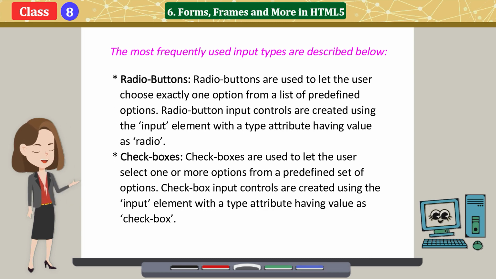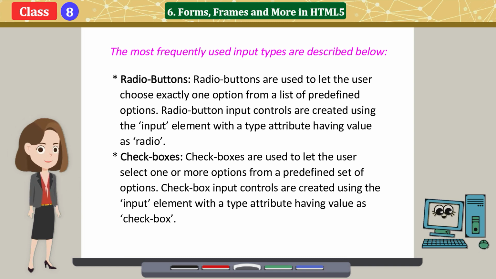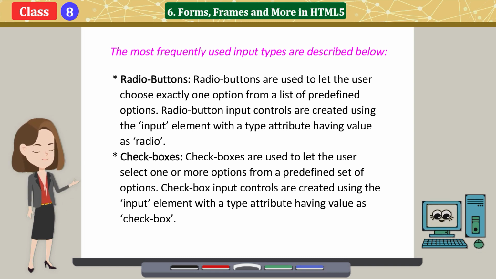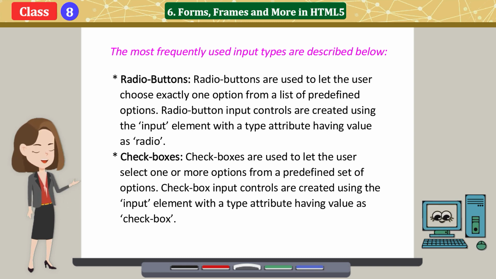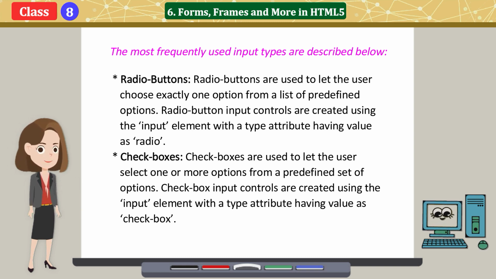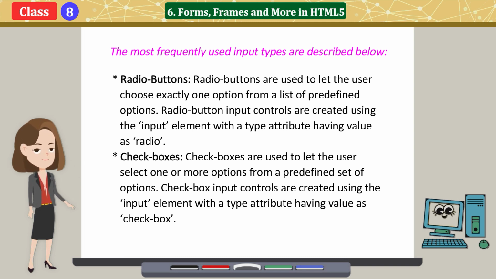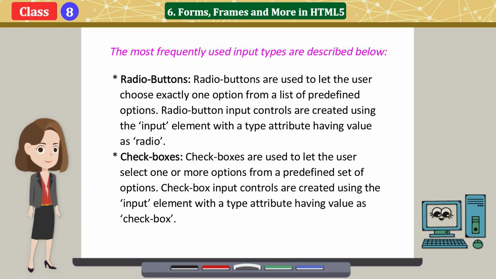Radio buttons. Radio buttons are used to let the user choose exactly one option from a list of predefined options. Radio button input controls are created using the input element with a type attribute having value as radio. Checkboxes. Checkboxes are used to let the user select one or more options from a predefined set of options. Checkbox input controls are created using the input element with a type attribute having value as checkbox.